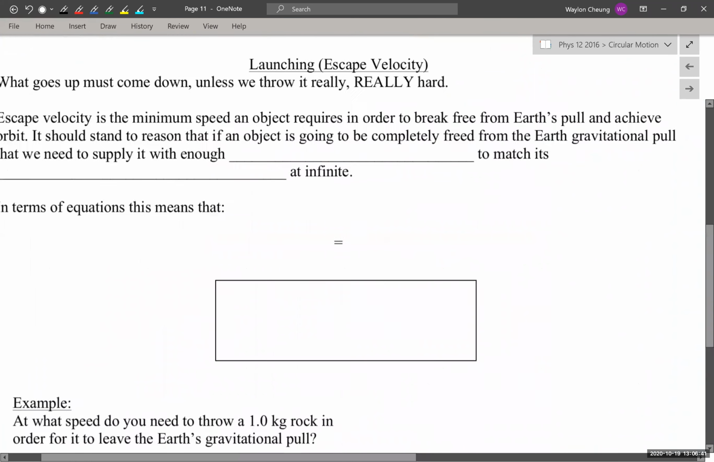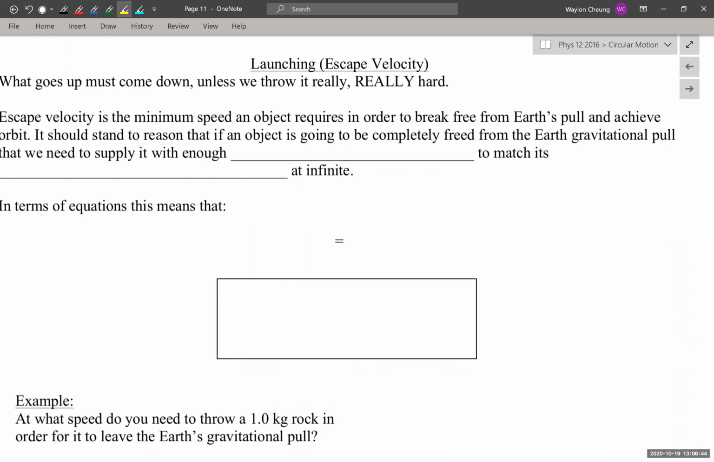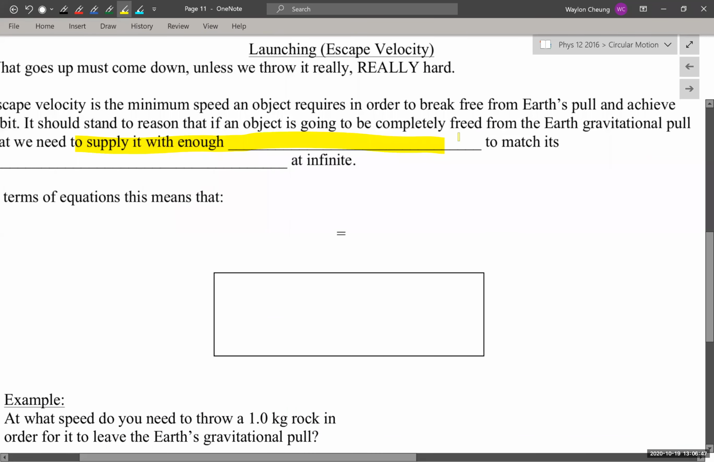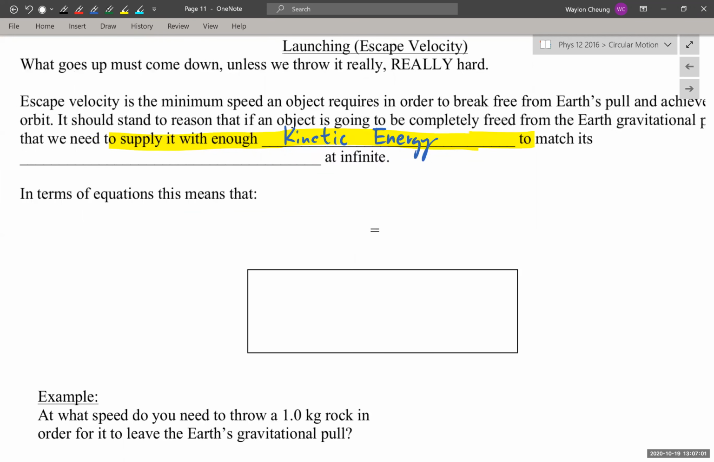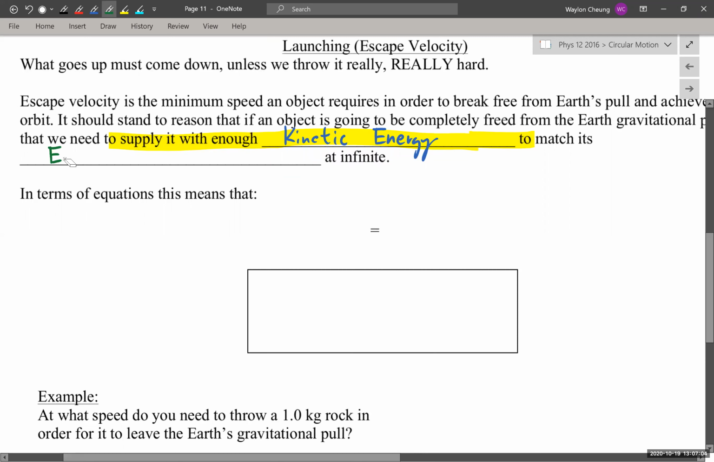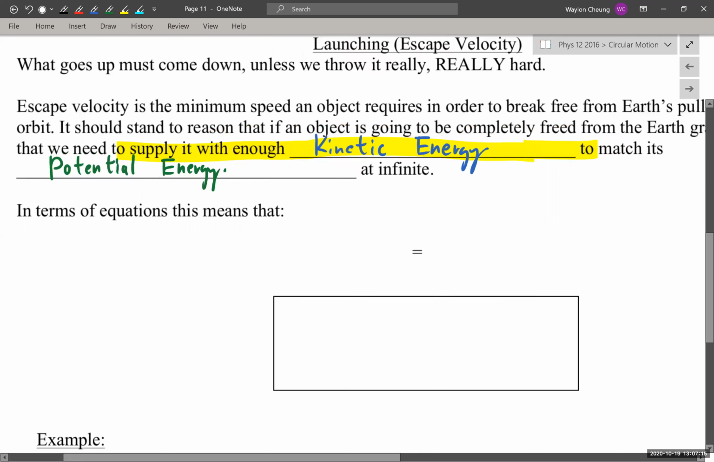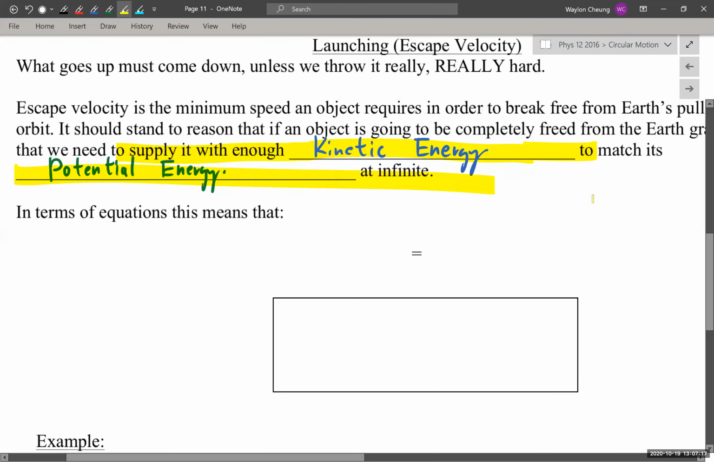Supply the object. In order to completely break free from the Earth, we need to supply it with enough kinetic energy to match its potential energy. So we are going to pay our potential energy deficit with kinetic energy that we can generate. Supply it with enough kinetic energy to match its potential energy at infinity.